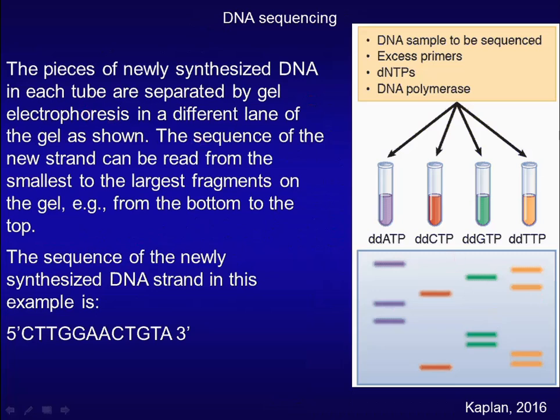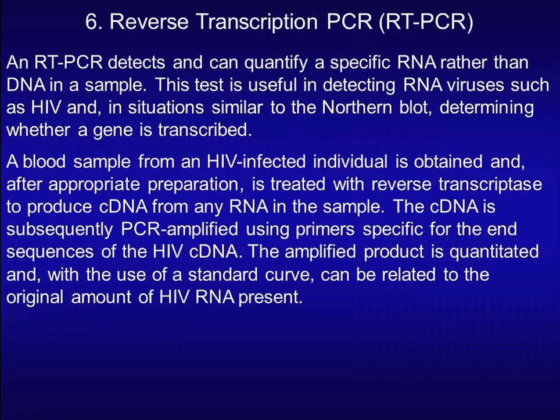The sequence of the newly synthesized DNA strand in this example is CTTGGAACTGTA, as shown here. Reverse transcription PCR, or RT-PCR, detects and can quantify a specific RNA rather than DNA in the sample. This test is useful in detecting RNA viruses such as HIV.